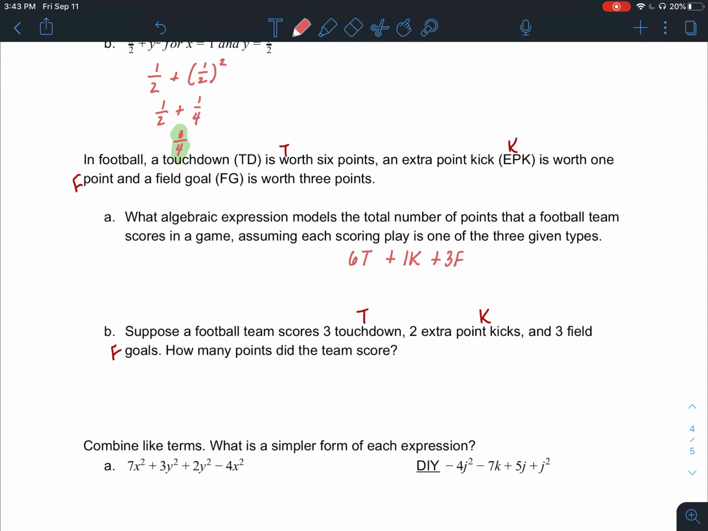It says, suppose a football team scores 3 touchdowns, 2 extra point kicks, and 3 field goals. How many points did the team score? Go ahead and do that one on your own. What you should do is plug in 3 for t, 2 for k, and 3 for f, and solve. So we get 18 plus 2 plus 9, which is 29.